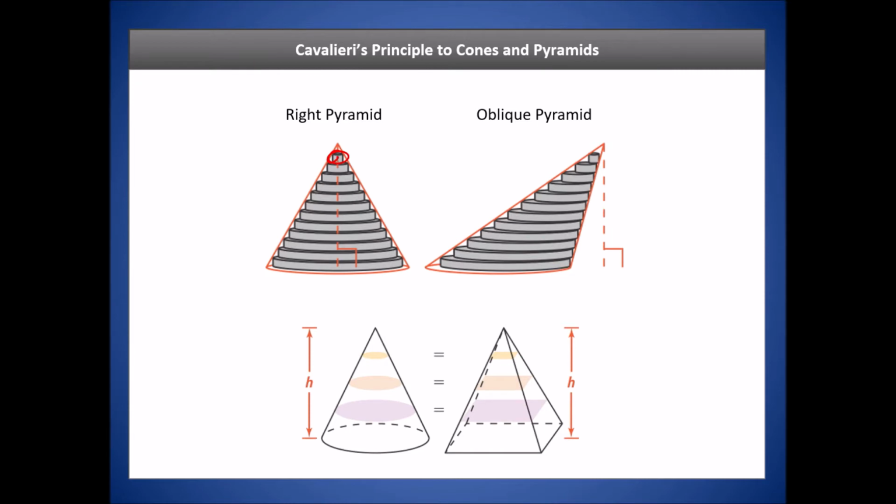Now if you look at the ones on the bottom, you're looking at a cone and a pyramid, right? So for the cone, if this circle right here has the same area as the square, which is possible, right? The area of a circle is pi r squared, and the area of a square or rectangle is just base times height. So the area of this is base times height, and the area of the circle on the left is pi r squared.